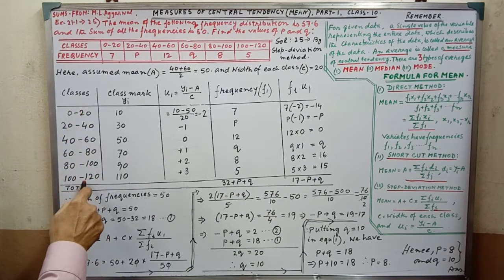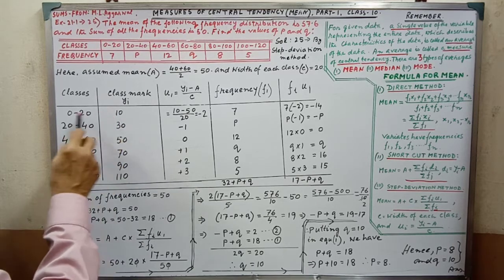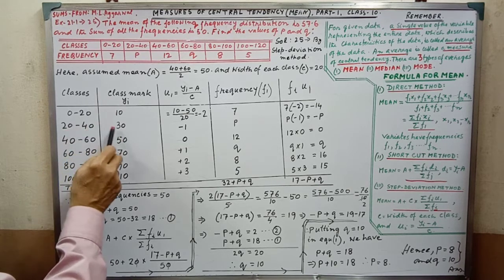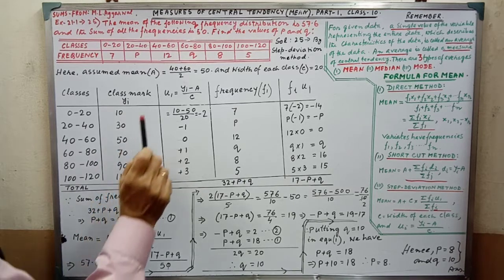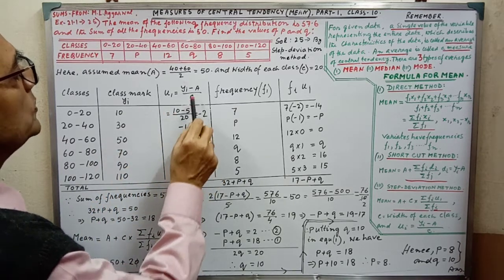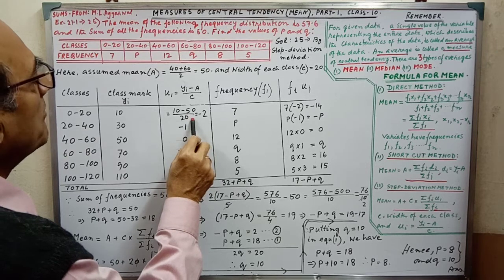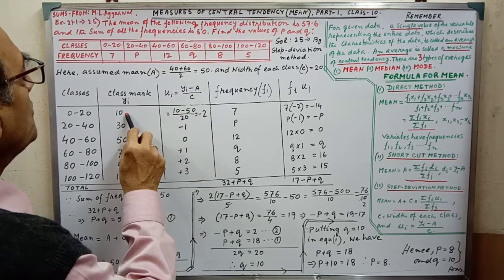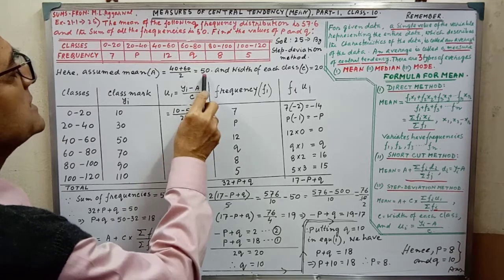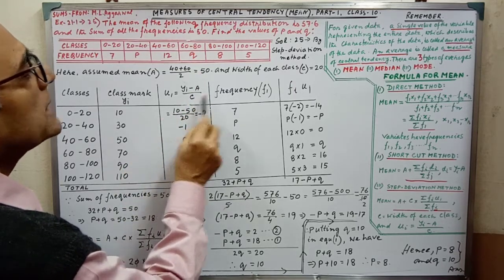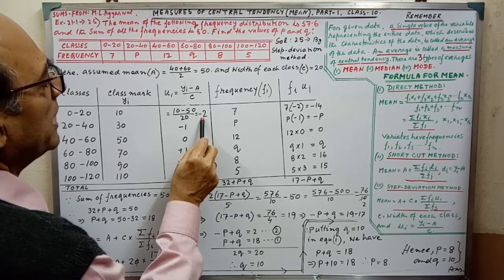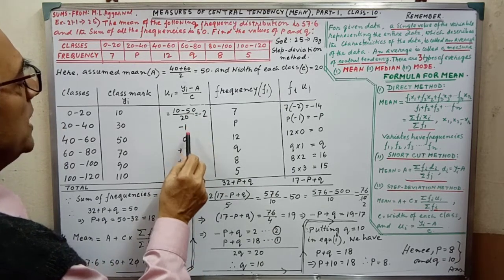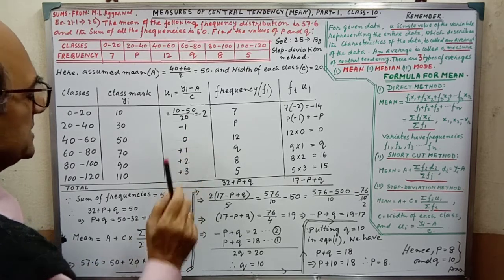Classes you have to write in this way. Class mark, that is mean value, that is 0 plus 20 divided by 2, 20 plus 40 divided by 2, that is 30. In this way we have to find out the class mark. After finding class marks, then we have to calculate ui, that is by putting the value of yi, that is 10, value of a, that is 50, and width of the class, that is 20. This is divided by 20. By calculation it is coming minus 2. In this way, minus 1, 0, plus 1, plus 2, plus 3 is coming.